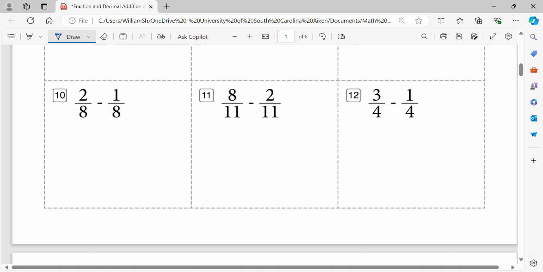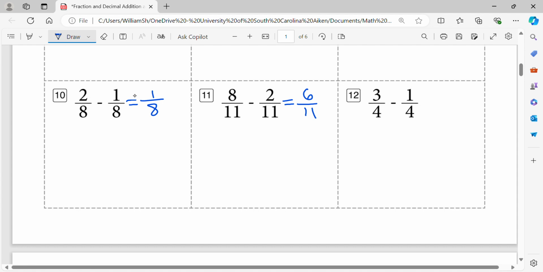I'm going to continue on to number 10. Here I have 2/8 minus 1/8. They have the same denominator of 8, so I can just subtract across that numerator, and I'm left with 1/8. Number 11, I have 8/11 minus 2/11. 8 minus 2 is going to give me 6/11. Like I said, keep the denominator, just do that addition or subtraction to the numerator.